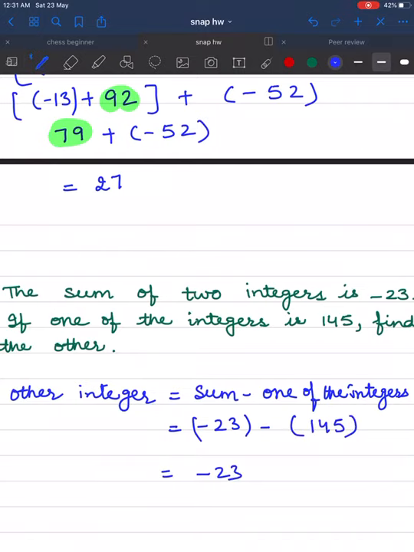So I change the subtraction sign to addition sign, and I take the opposite of 145, which is minus 145. So here the two integers have negative signs, so I add their absolute values. So 145 plus 23 is 168. Now you can see the common sign here is minus, so I put a minus sign with our answer, so I get minus 168. Children, I hope you will be able to do the worksheet questions also.